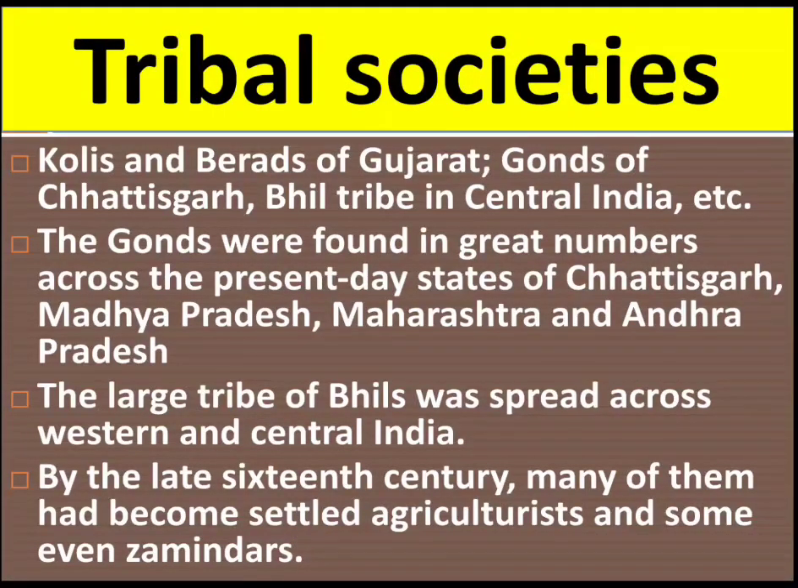Kolis and Berats of Gujarat, Gonds of Chhattisgarh, Bhil tribe in central India, etc. The Gonds were found in great numbers, where present-day states of Chhattisgarh, Madhya Pradesh, Maharashtra and Andhra Pradesh. The large tribe of Bhils were spread across western and central India. By the late 16th century, many of them had become settled agriculturalists and some even zamindars.